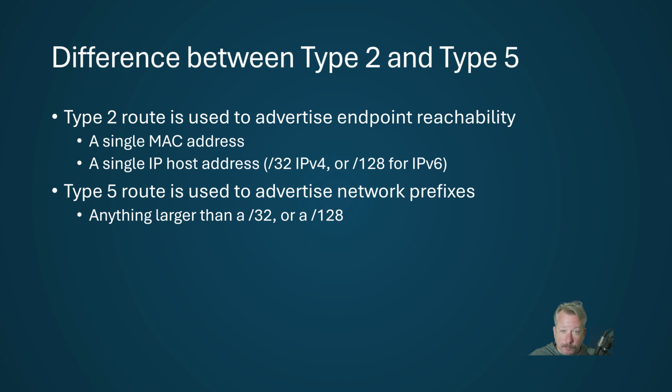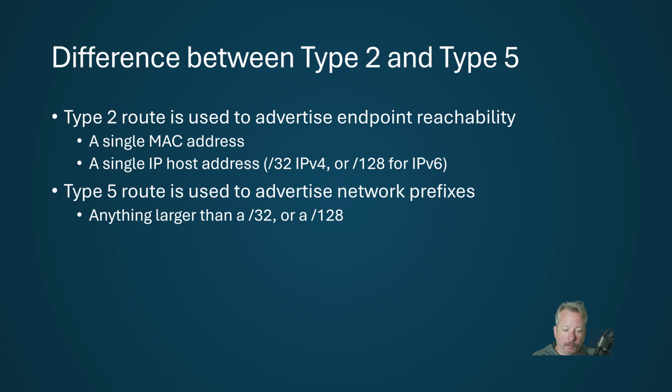Sometimes it's a little bit confusing what the difference between a type 2 and a type 5 route is, because they're both network routes. They both deal with IP addresses. A type 2 route is used to advertise endpoint reachability. So it's not only an IP address, but it will also advertise MAC addresses. It's a MAC address and a single host address, either IPv4 or IPv6. So for IPv4, it would be a /32. For IPv6, it's a host route, /128.